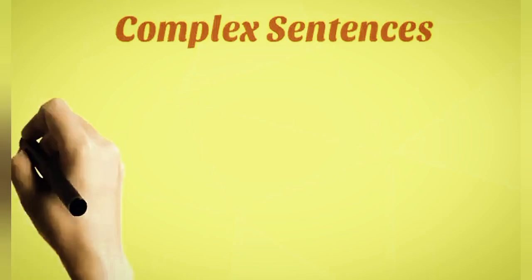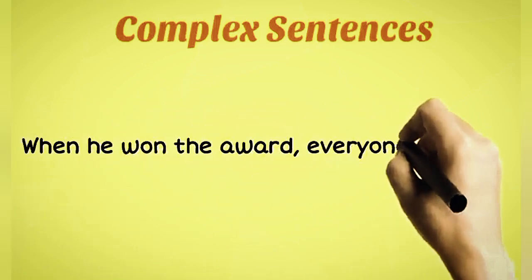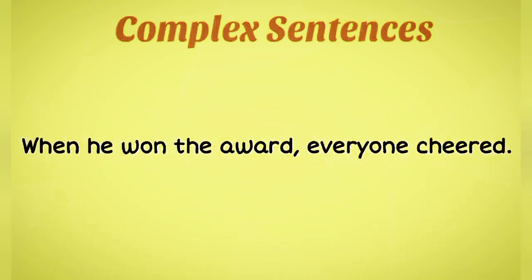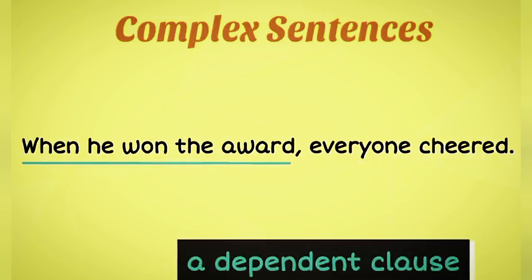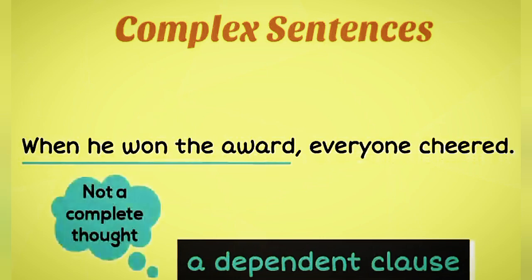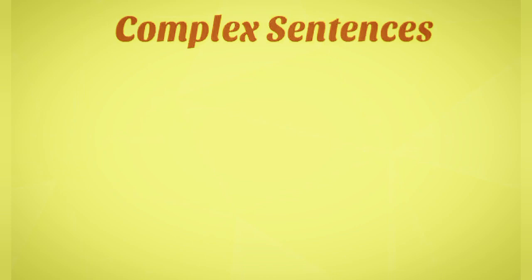Here is a complex sentence. When he won the award, everyone cheered. This is the independent clause because it has one subject and one verb, and it's a completed thought. This clause is a dependent clause because even though it has a subject and a verb, it's not a completed thought.